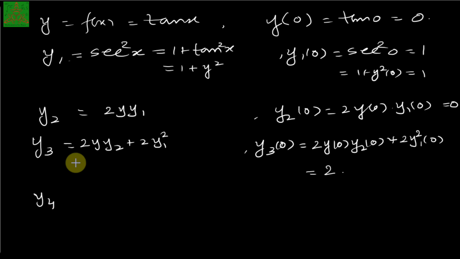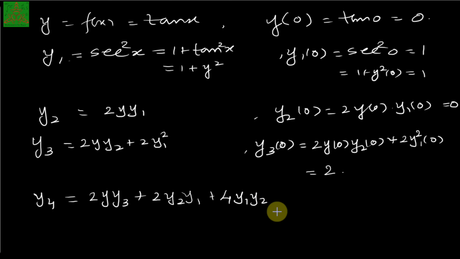y4 we can calculate again in the same manner, that is 2y as it is, derivative of y2 is y3, plus 2 times y2 as it is, derivative of y is y1, and the derivative of this 2y1 square will be 4y1 y2. So y4 at 0 we can calculate in this manner: y at 0 tends to 0, y1 y2 at 0 is also 0, so this value is also 0, and this value also gives me 0, so that's why this will give me 0.